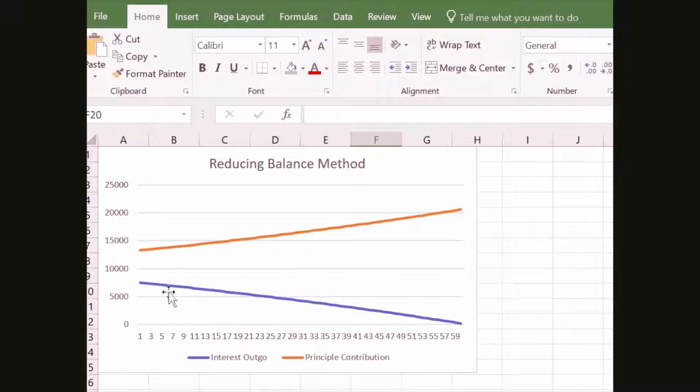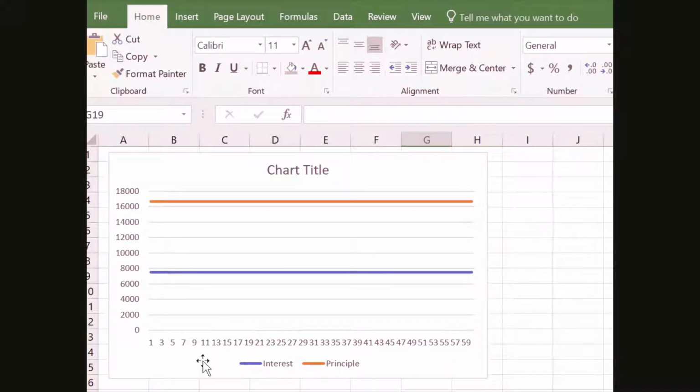Here you can see that with every EMI which you are paying towards your loan, the contribution towards your principal increases, whereas the interest outgo with every subsequent EMI decreases in reducing balance method. Whereas in fixed balance method graph, the EMI will have constant values for interest and principal amounts. So this will remain constant throughout.